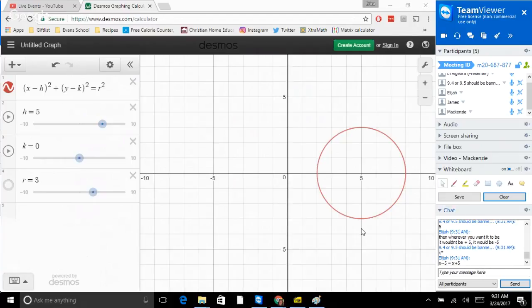Yeah, that's the kind of weird part, right, Elijah? You're picking up on that. So if you want to move it 5 to the right, you actually subtract, which is kind of weird, right? Like, why would you do that? But it kind of makes sense when you put numbers in there.